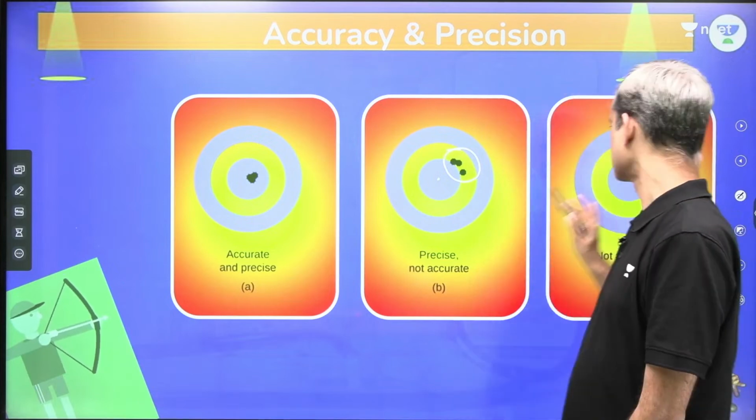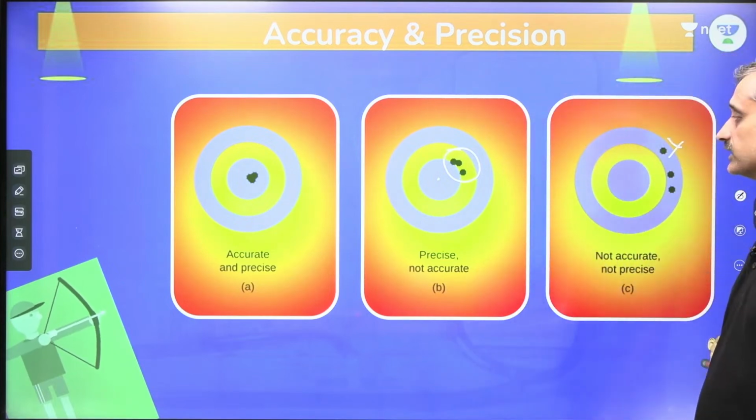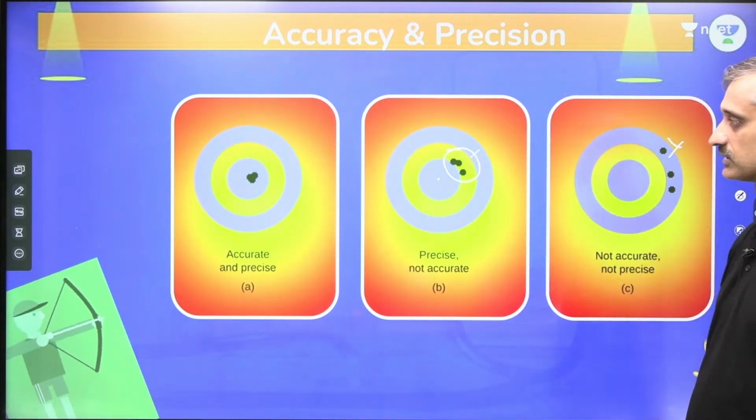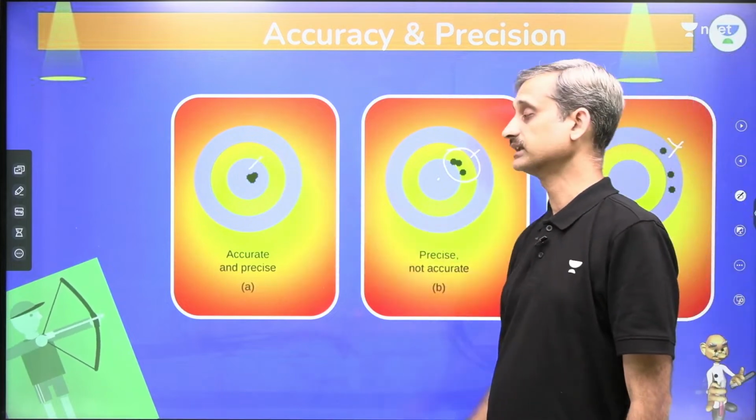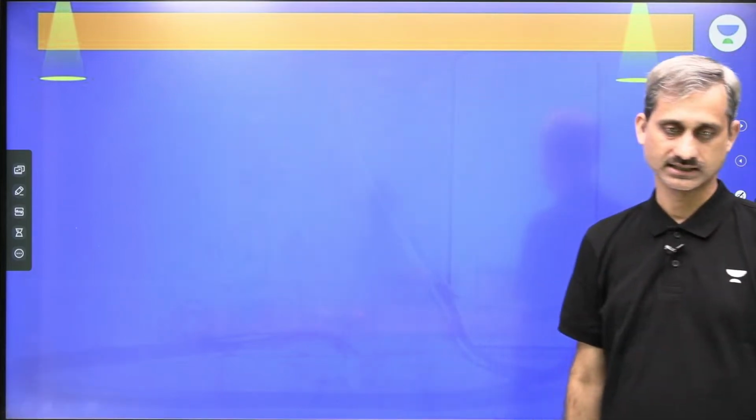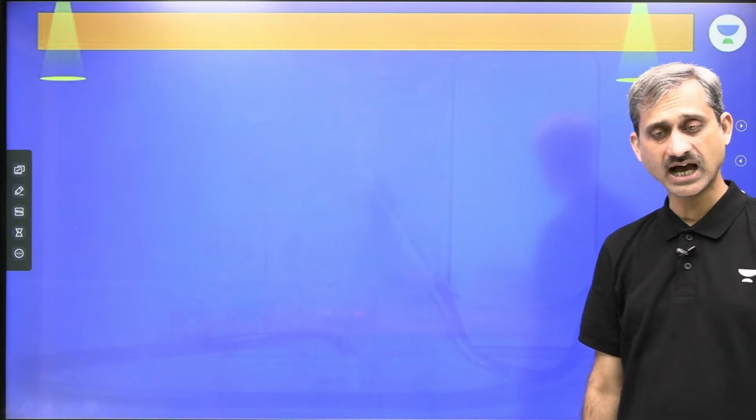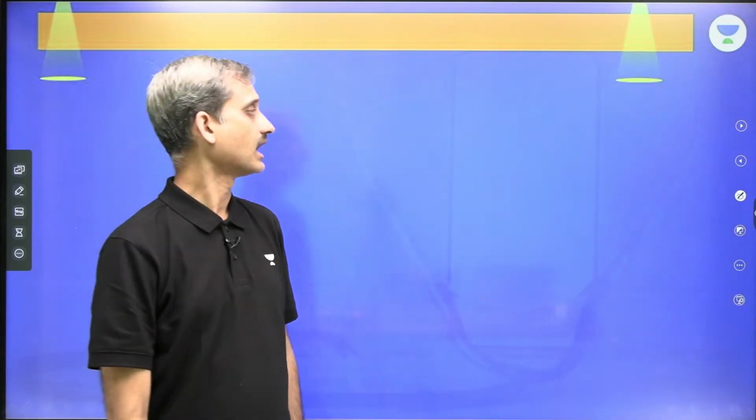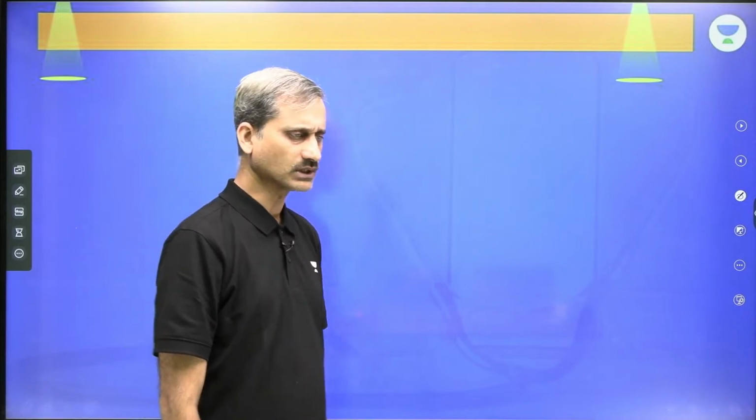So, this one turns out to be not accurate, not precise. This is precise but not accurate. This is accurate as well as precise. So that is what we have as the various measurements, the various answers. Anything you would like to ask here?